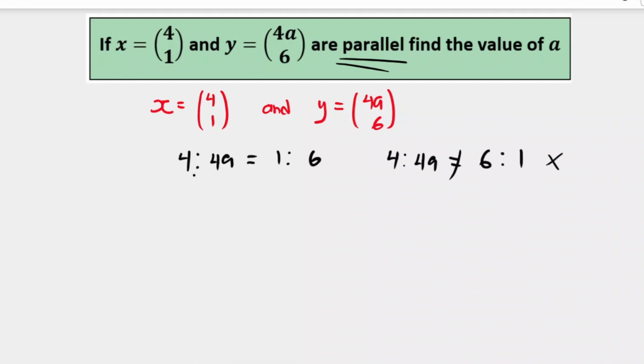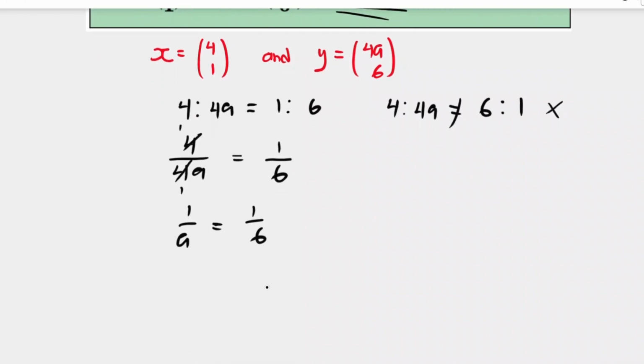Now, we have 4 to 4a, and then 1 to 6. What do we do to find the value of a? Ratios can be expressed as fractions. So we're going to get 4 out of 4a, and that is equal to 1 out of 6. And easily we can do cancellations. 4 can cancel, it goes into this one once. So we're getting 1 out of a equal to 1 out of 6. So at this point, we can just do cross multiplication. That is, we just multiply the 6 by 1 and then a by 1. So a times 1, that's going to be a. That is equal to 6 times 1. That is 6.